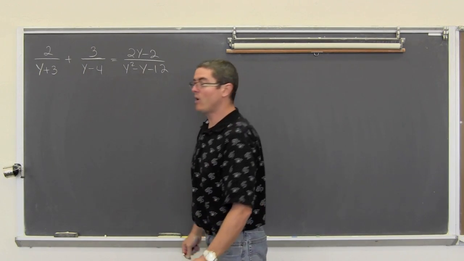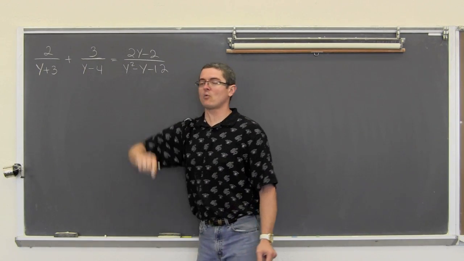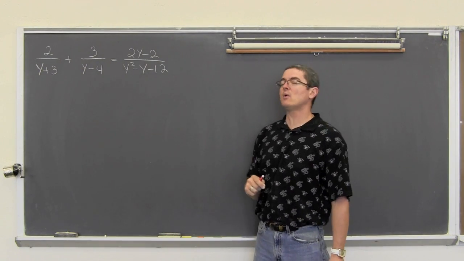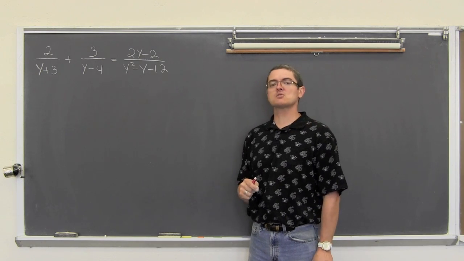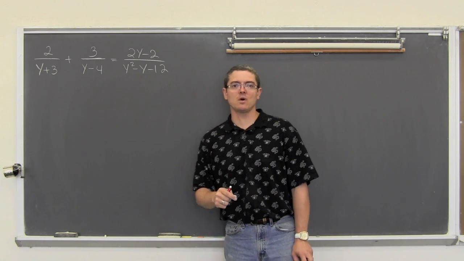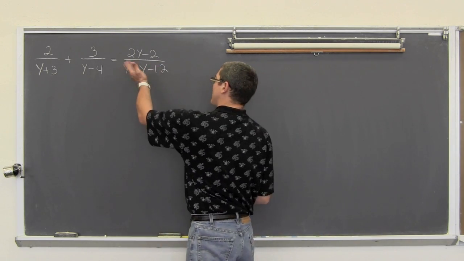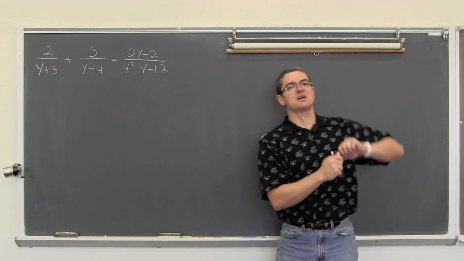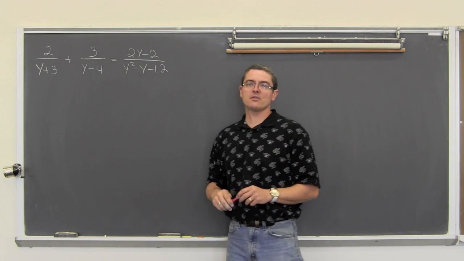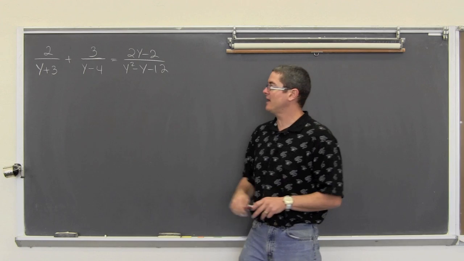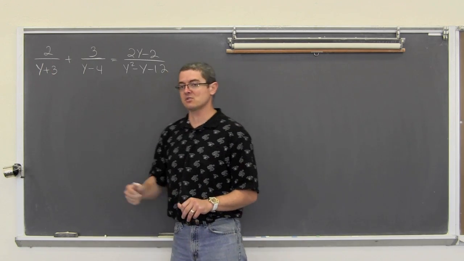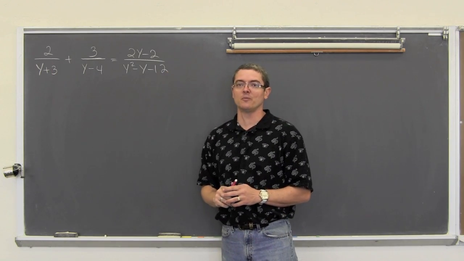So we have 2 over y plus 3 plus 3 over y minus 4 equals 2y minus 2 over y squared minus y minus 12. On our last term, the only term on the right-hand side of our equation, we have a denominator that's a quadratic trinomial. And over here, of course, we have binomials. So I'm guessing that this is going to be factorable.